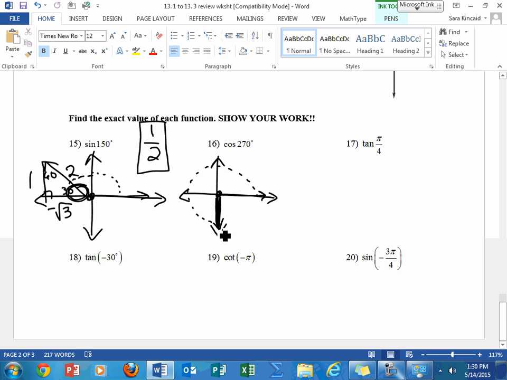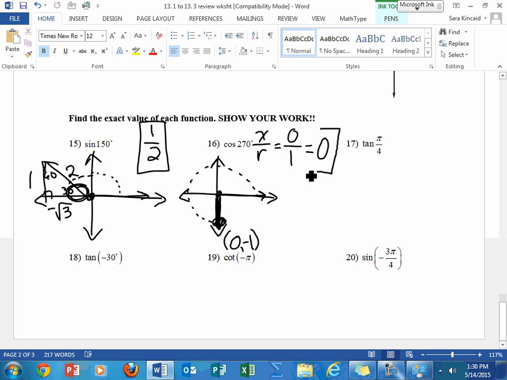When that happens, we use our unit circle, and we use that coordinate, (0, -1), because that's down here at 270. And if we read our little green chart, it says the cosine is x divided by the radius. So the x value of that point is 0 divided by the radius of the unit circle, which is 1. So we have 0 as our answer.